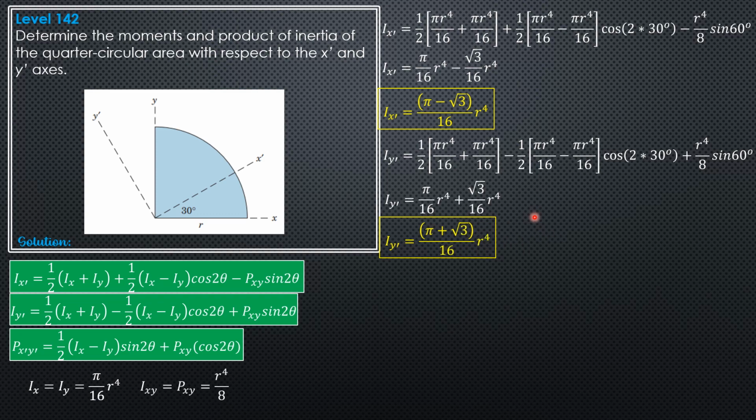And lastly, product of inertia Px prime y prime is 1 half of quantity pi r4 over 16 minus pi r4 over 16 sine of 2 times 30 degrees plus r to the fourth over 8 cosine of 60 degrees. So the first term is 0 and the second term, cosine 60 is 1 half, so r to the fourth over 16. So Px prime y prime is r to the fourth over 16. So that's it for this problem.